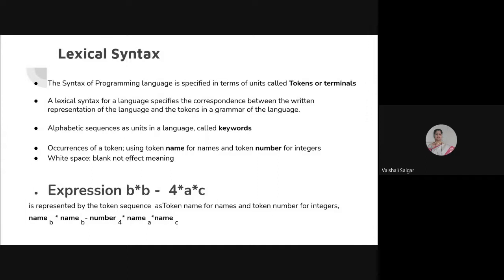You can stop recording. Ma'am, can you tell us the name of a textbook that we can refer for this subject?